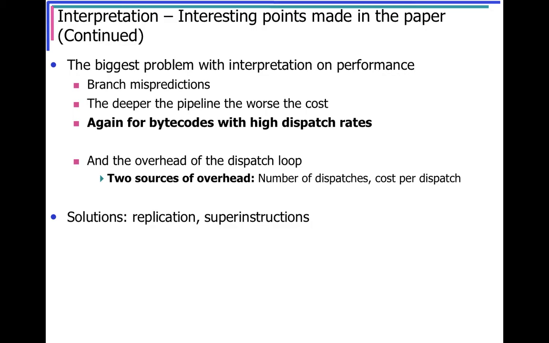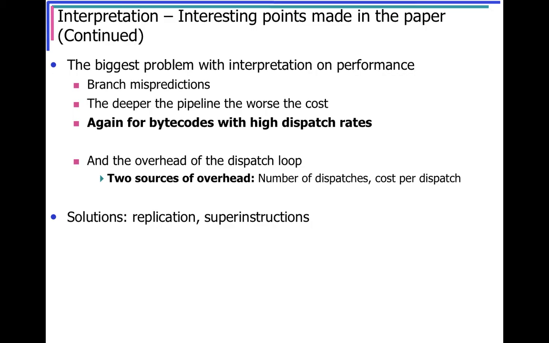The paper points out that the biggest problem with interpreters on performance is branch mispredictions. If the hardware cannot predict where it's jumping to, and there's a tremendous number of branches and jumps, then there's going to be a lot of mispredictions, and that's going to hurt performance significantly because we're putting bubbles in our pipeline and destroying the throughput of our processor. The deeper the pipeline, the worse the cost.